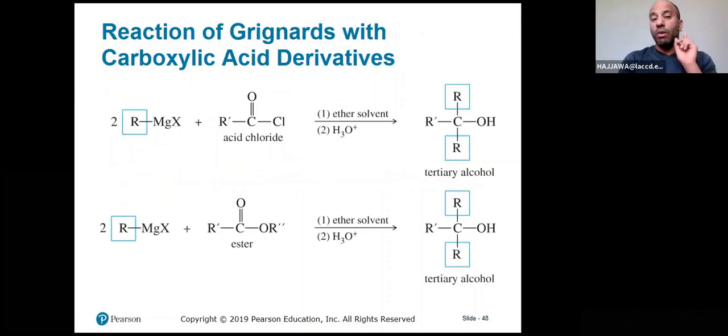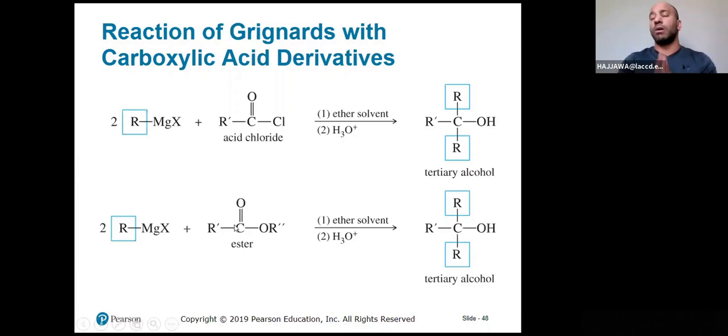Because the first one is going to attack the carbonyl, and we're going to see a full mechanism here. The first one is going to attack the carbonyl and kick off the leaving group. That's going to give you a ketone structure. And then the second equivalent will attack the ketone intermediate to give you finally the tertiary alcohol. You're always going to get a tertiary alcohol. So keep in mind, whether I say 2 or I don't say anything, you need to assume that there is excess of the Grignard to attack the acid chloride or the ester.